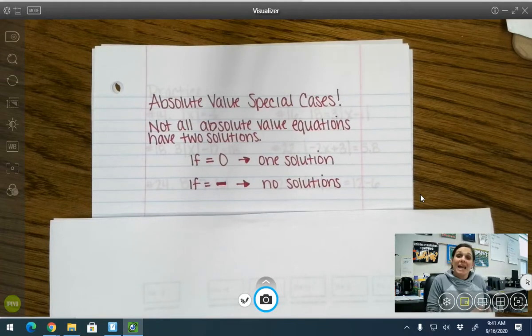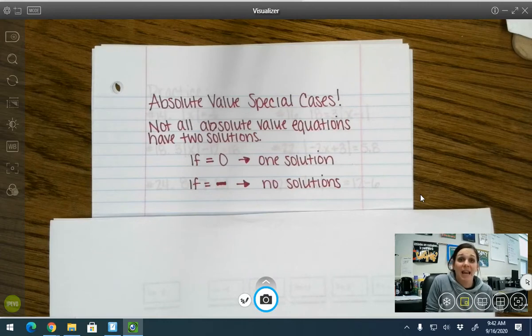All right. If it ever comes out to being 0, if your absolute value equals 0, there's only one answer. Because there's no positive version and negative version. It's just what makes 0. The other thing is, if your absolute value ever equals a negative, there's no answer. There is no possible way to get an absolute value to be negative.